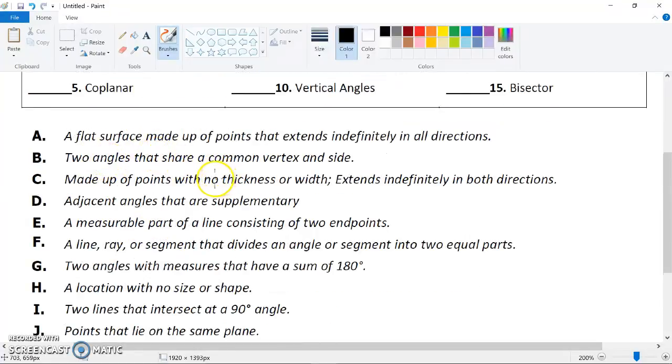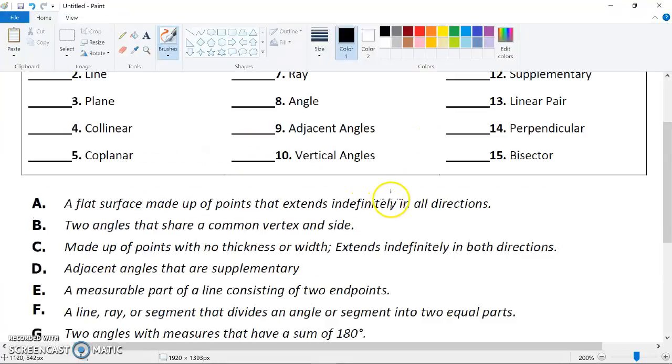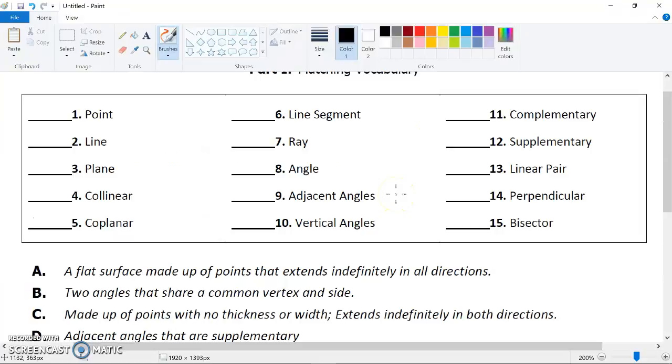So for example, I will probably say A, a flat surface made up of points that extends indefinitely in all directions. Now realize that sometimes some of these definitions are not exactly the same definition that we talked about in class. However, they are very similar definitions. So the only flat surface that we've ever talked about in geometry so far is what? It should be a plane. So I know that for 3, my answer is going to be letter A. And I'm going to go ahead and cross that one out.